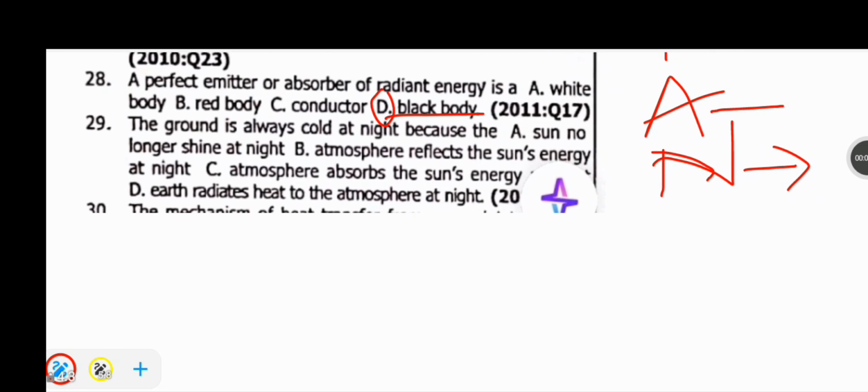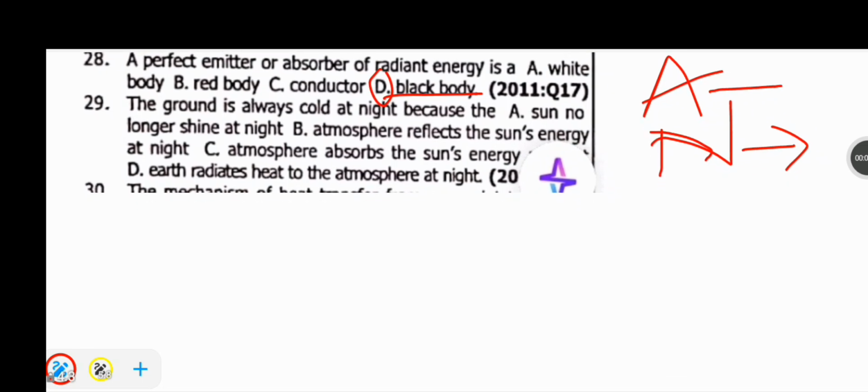The ground is always cold at night because the sun no longer shines at night. That's wrong. Atmosphere reflects the sun's energy at night. Atmosphere absorbs the sun's energy. The earth radiates heat to the atmosphere at night. That's the correct option. The earth will give its heat to the atmosphere. So once the earth gives its heat to the atmosphere, the atmosphere will become hot, but the ground will become cold. The earth has given out its heat, so the ground will become cold. So the answer is option D.